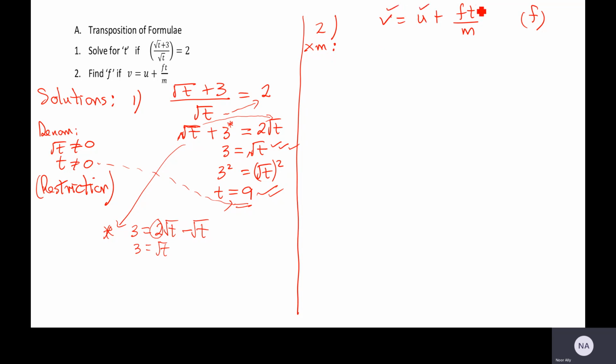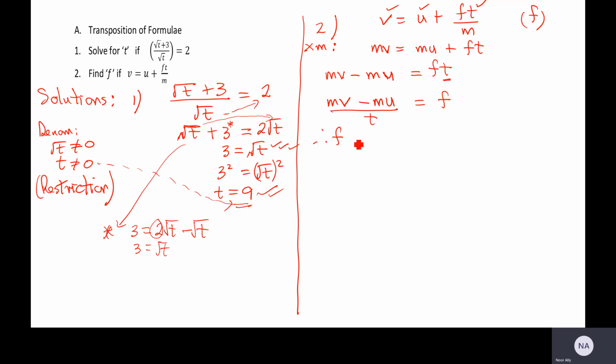So every term multiplied by M, I'm going to get MV is equal to MU plus FT. It cancels out over there. And again, because F is positive on the right-hand side, I'm going to leave it on the right-hand side and transpose MU. And then how do I find F? Simply divide by T, so that I get F is equal to MV minus MU divided by T.